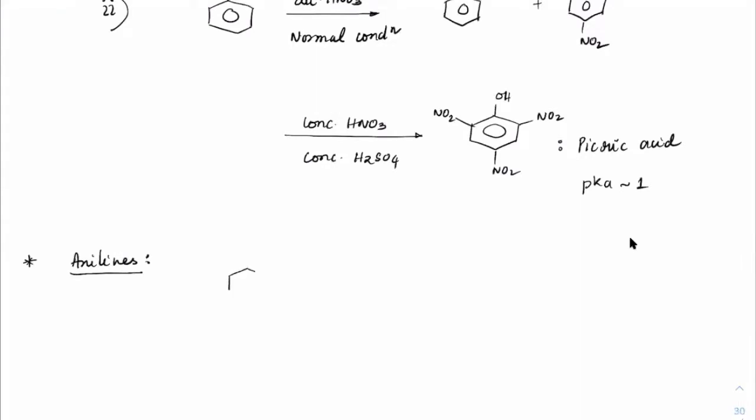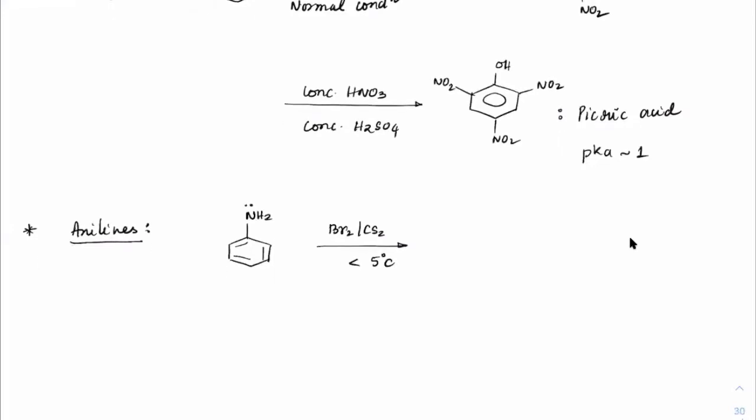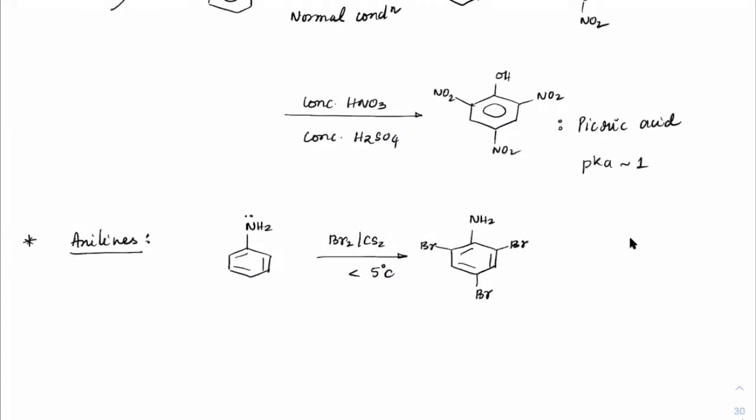In case of aniline, now aniline is an even stronger activating group compared to phenol, right? It is so strong that even at normal conditions, like Br2 in CS2 at less than 5 degrees centigrade, it would become so strongly activating that Br will get substituted on all the positions. Br, Br and Br. So even such low temperature and low availability of Br will also be a rigorous condition for NH2, because NH2 is a powerful donating group or powerful activating group.